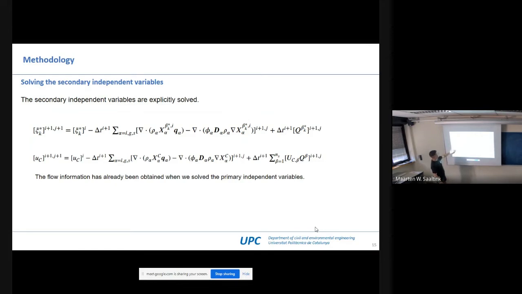Once we have these independent reaction variables, we can solve the reactions I showed in the very beginning. Once we know these things, we can solve the chemical reaction.